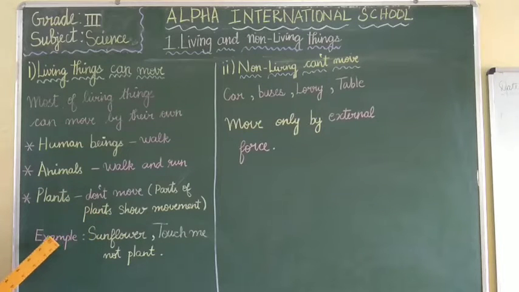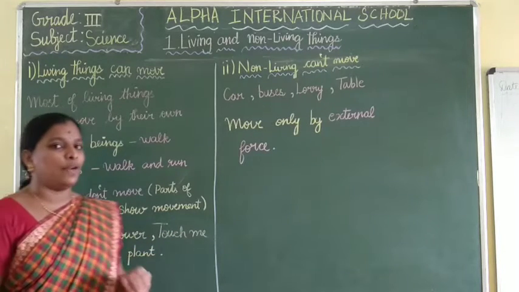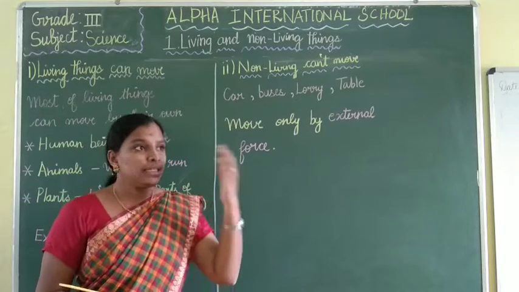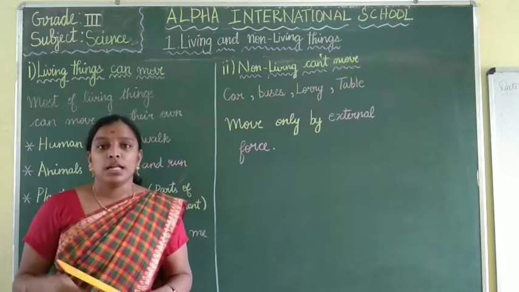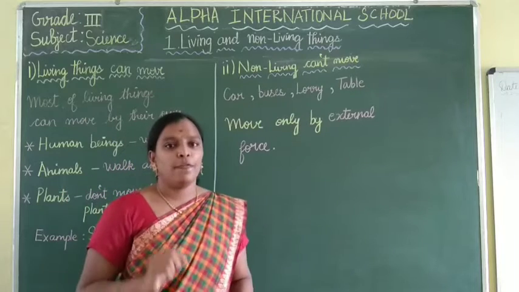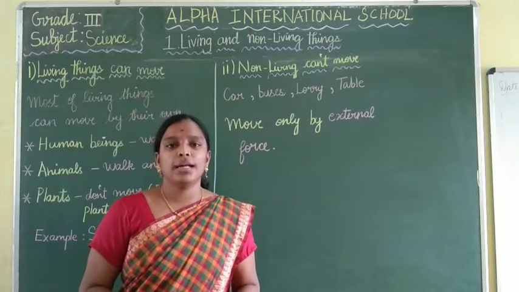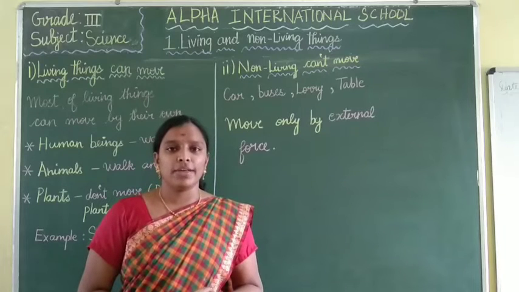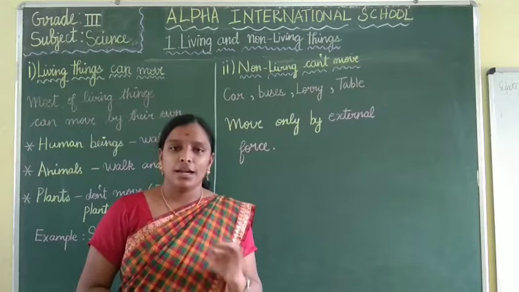Then examples for plants are the sunflower and the touch-me-not plant. Why did we give the sunflower? If you plant a sunflower and sunlight is passing, the sunflower will automatically turn towards the sun. So it is showing its own movement. That is why we say that the sunflower is a living thing.